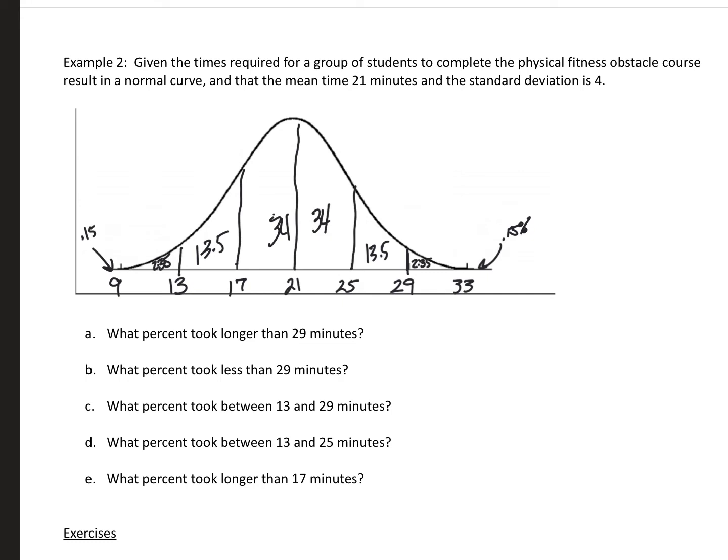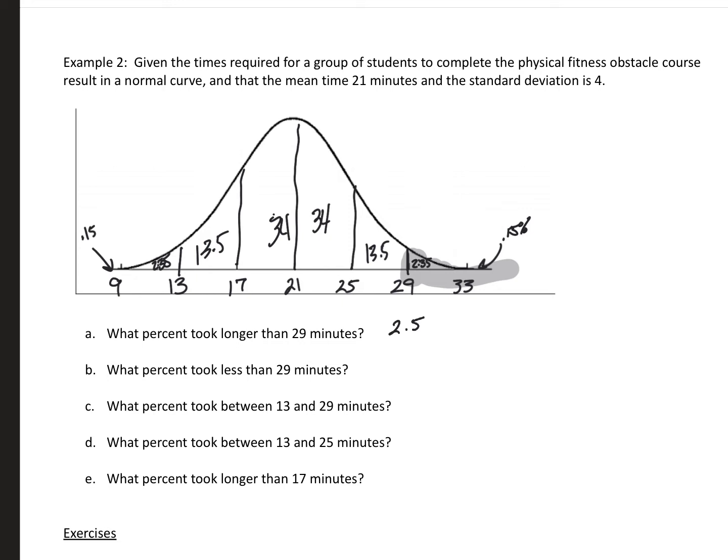All right, so let's take a look and see what we've got here. What percentage took longer than 29? Well, this percentage is still the same as the one we had last time. 29 is our second deviation, so we're just looking at values above our second deviation. Above our second deviation is always 2.5. And I got that by adding 2.35 and 0.15.